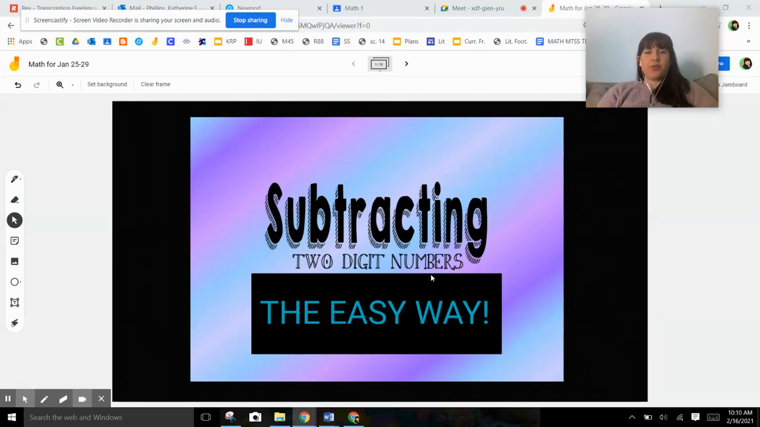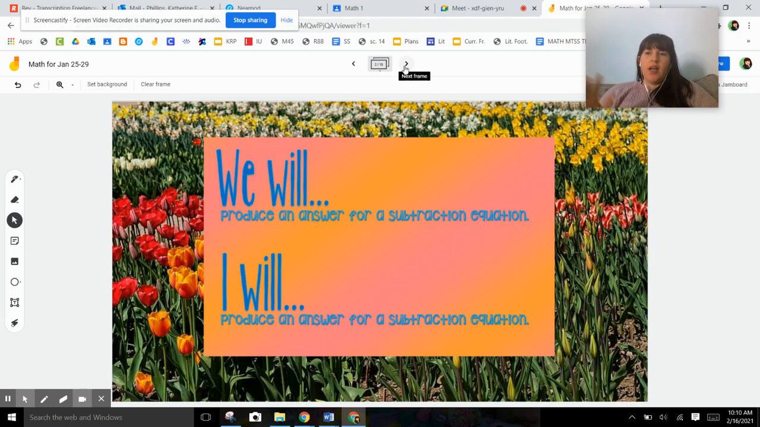All right, so we're doing some more math. We're doing subtracting 2-digit numbers the easy way. This time we're making it to the second step of our poem. If you were with me yesterday, you know exactly what I'm talking about. What are we going to do together?